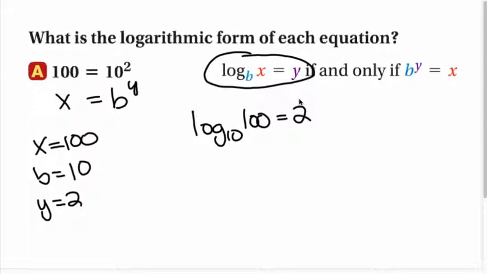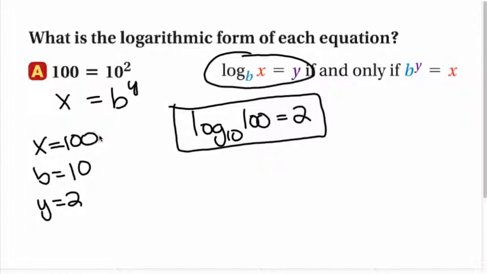Okay. Now, right now, we're just practicing writing them back and forth, basically. In the future, when we start to look at logarithmic and exponential equations, you're actually going to use them to solve for things, to solve for variables. But right now, we're just making sure we understand how to go back and forth. So this would be my answer. That's the logarithmic form of that equation.